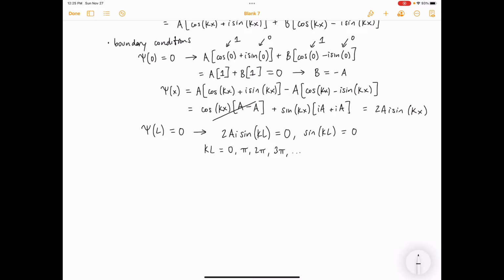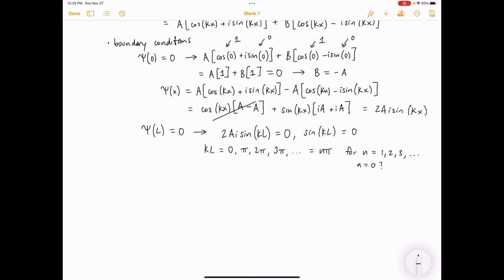The general trend here is that k times L is going to be equal to n pi for n equals 1, 2, 3, and so on. Now you're probably wondering, don't I want n equals 0 to be part of this? What about n equals 0? Shouldn't that work? Well, the problem with that is if n is equal to 0, then we're saying k times L is equal to 0.